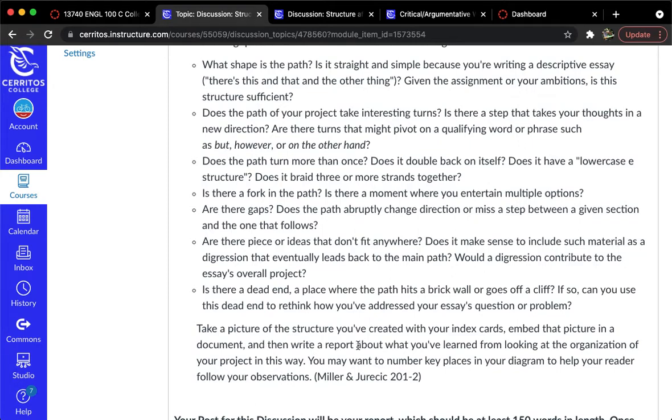So take a picture of the structure you've created with your index cards, embed that image in a document, and then write a report about what you've learned from looking at the organization of your project in this way. You may want to number any places in your diagram to help your reader follow your observations. In other words, you may want to number your index cards. You could say, oh, card number 2 or card number 5 or whatever the case is.